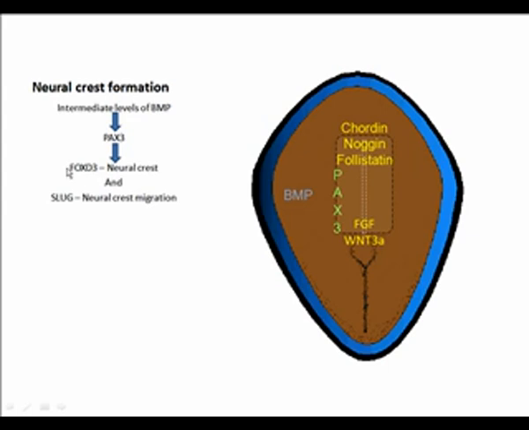Neural crest cells are formed with the induction and expression of FOXD3, as well as SLUG. SLUG is going to be important for allowing these neural crest cells to migrate, and we're going to be talking about that throughout all of embryology.